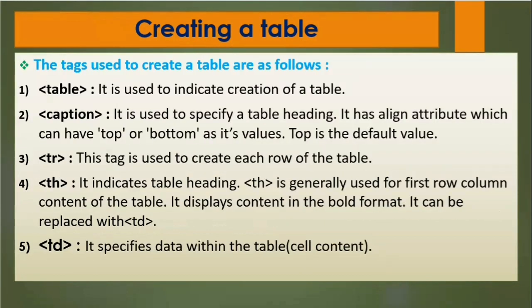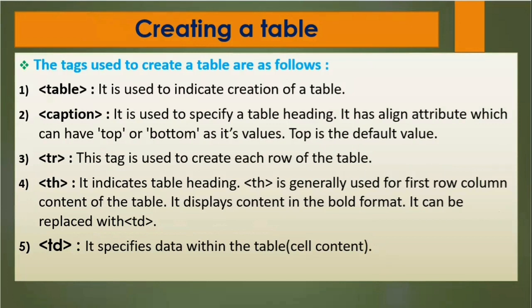Next is the tr tag, which is used to create each row of the table. Next is the th tag, which indicates the table heading. It is generally used for the first row or column content of the table. It displays content in bold format. It can be replaced with TD. Next is the TD tag. The TD tag specifies data within the table.